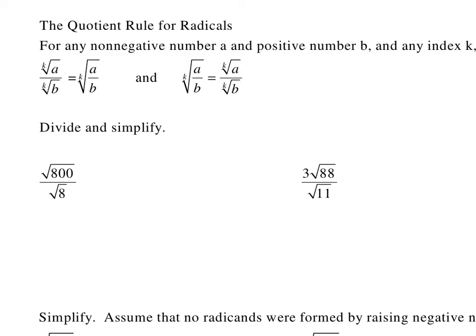The kth root of a divided by b is the same thing as the kth root of a divided by the kth root of b. And again, we have to be careful. This does not work for the square root of 2 over the cube root of 2 or something like that. The indexes have to be the same. This rule does not apply unless it's the same root.